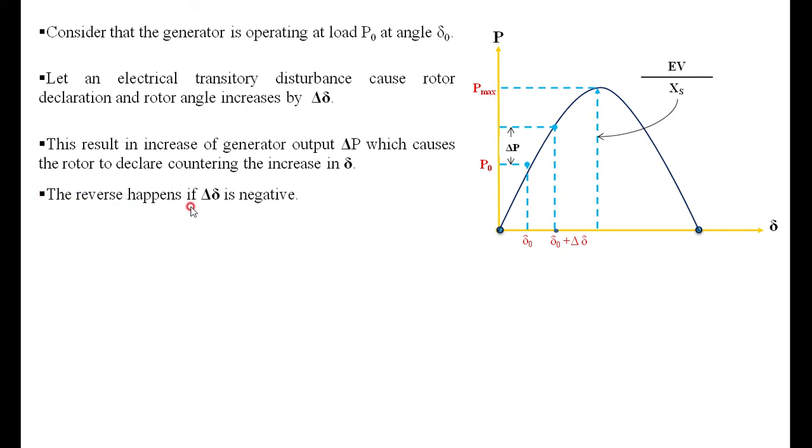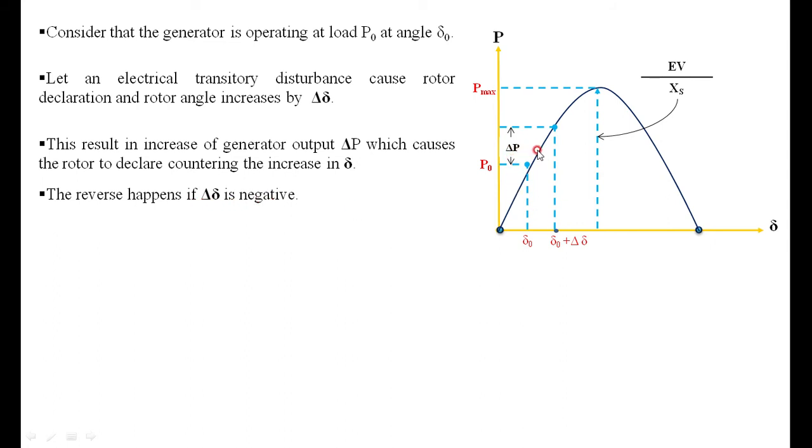The reverse happens if the delta is negative. Similarly, if a disturbance occurs, that is, some of the load is taken off from the generator immediately, in that case there is a reduction in the load from P naught to some lower value. In that case, the speed is increasing and the delta is decreasing. That is, the reverse happens if the delta is negative.